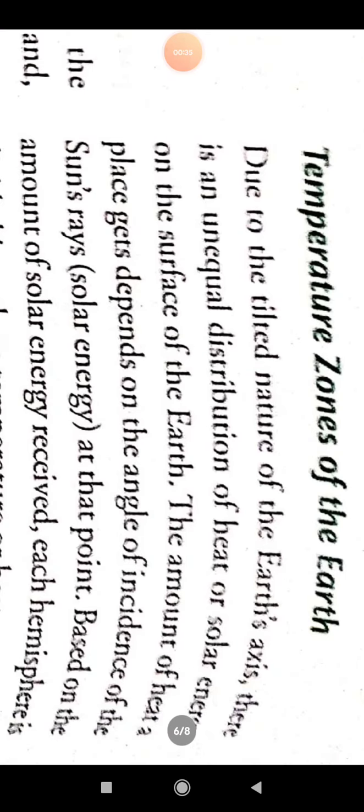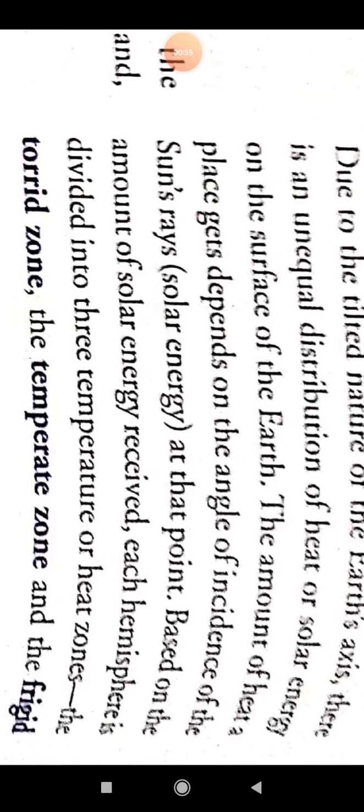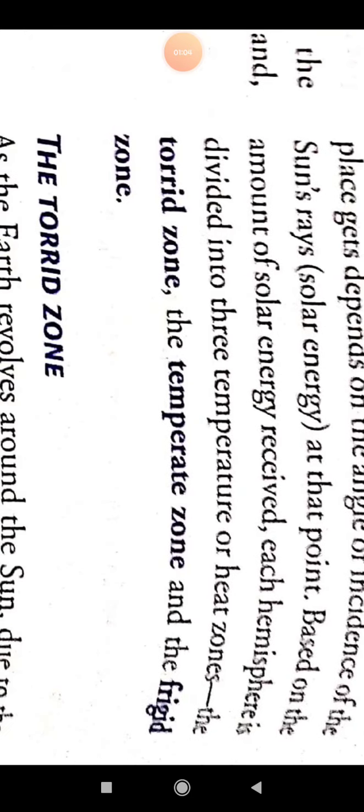Due to the tilted nature of the earth's axis, which means a little bent. How much? 23.5 degrees, the earth's axis is tilted. Because of this, the distribution of heat and solar energy which we get from the sun is unequal. Based on the amount of solar energy which we receive, each hemisphere is divided into 3 temperature or heat zones.